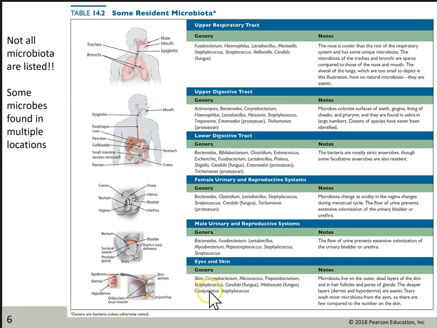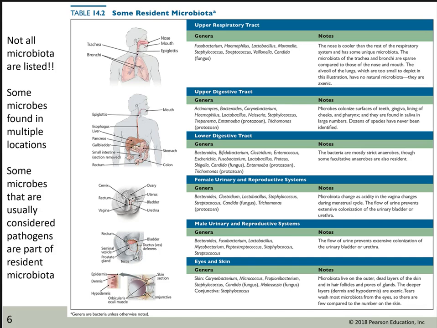Another great example is Staphylococcus, seen here with the eyes and skin. And we see it again, Staphylococcus here in the upper respiratory tract. We see it again here in the upper digestive tract. And here it is once again with the female urinary and reproductive systems and in the male urinary and reproductive systems. So this is one microbe that's in many different places.